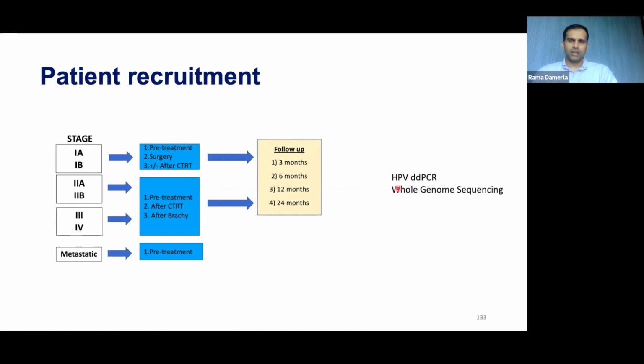And then we use the blood sample for HPV detection by droplet digital PCR. And then we also do whole genome sequencing on the tissue biopsy to really know whether this has HPV positivity, and also whether there are other driver mutations that occur in the sample.